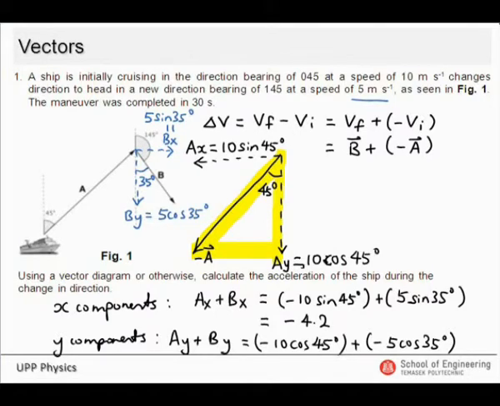Adding up the two, you will have negative 11.2. Now, all these vectors have units. What's the units? The units is in meter per second. So do not forget to include the meter per second for both components.